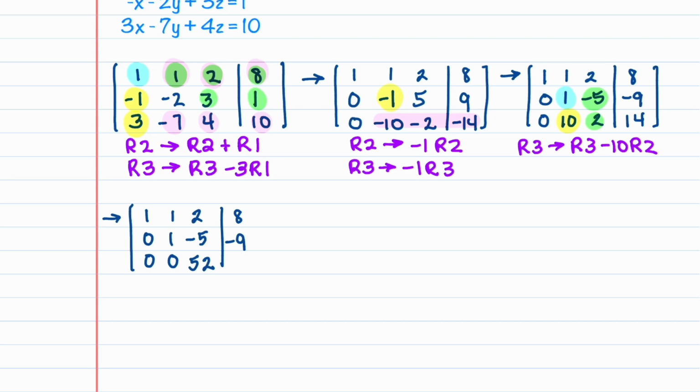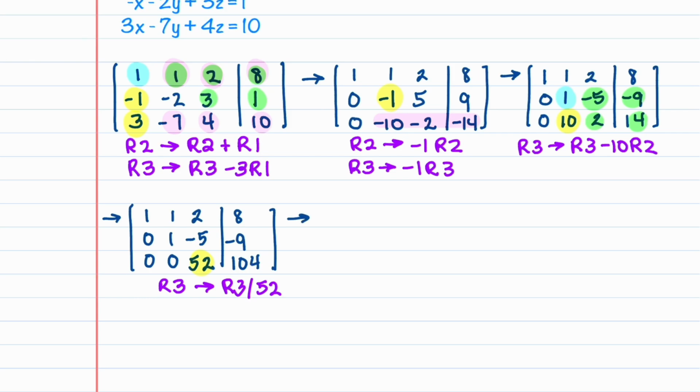And then we're going to go back over to the right. We're going to take our -9, multiply that by -10. That's going to give us 90. Add 14 to it, and that gives us 104. Now we're going to look at this number, and it needs to be a 1. So we're going to take row 3, and we're going to replace it with row 3 divided by 52.